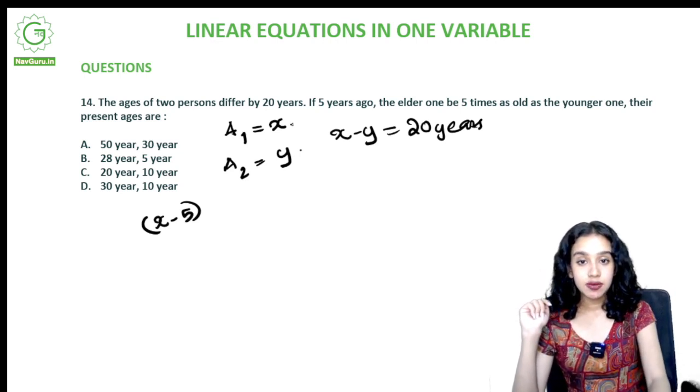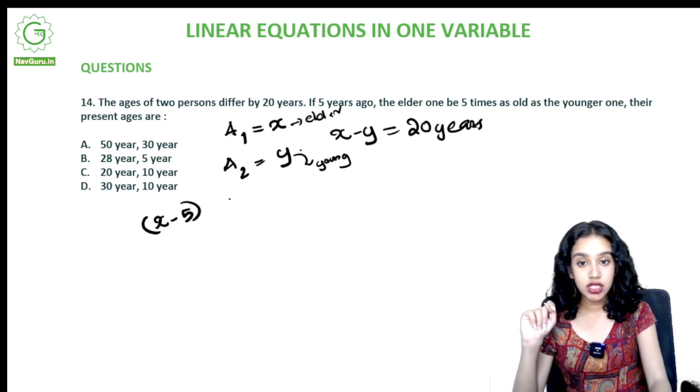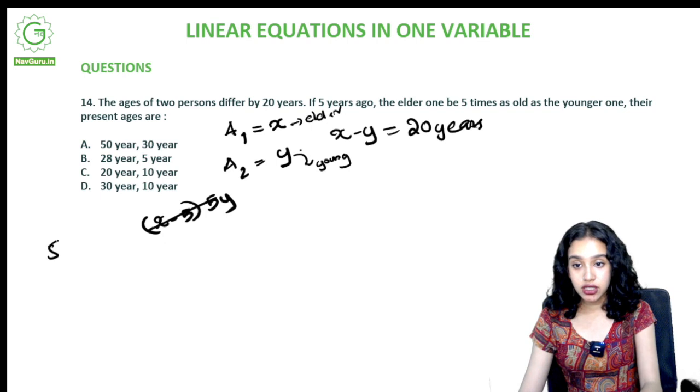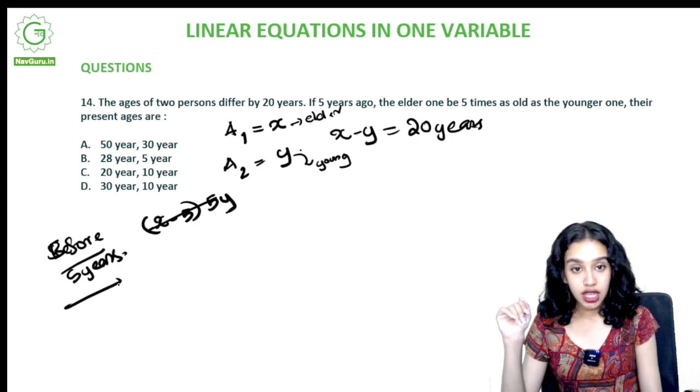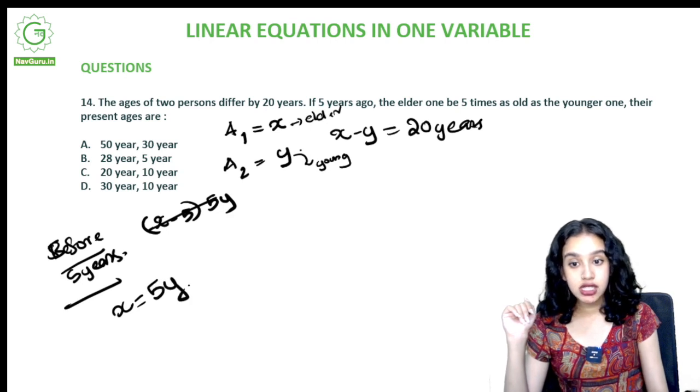So let's say this is the elder one and this is the younger one. The elder one was 5 times as old as the younger one, which would be 5 times Y. What are their present ages? So, 5 years before, the elder one is 5 times as old as the younger one.